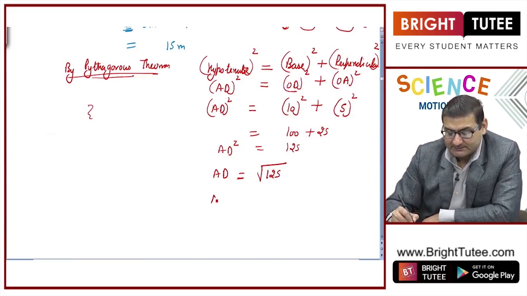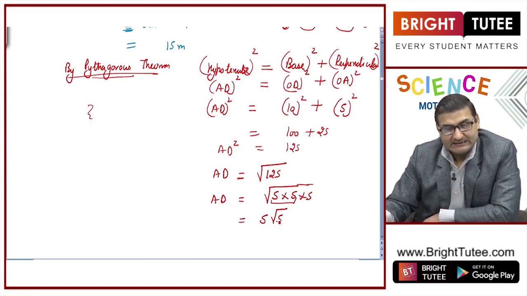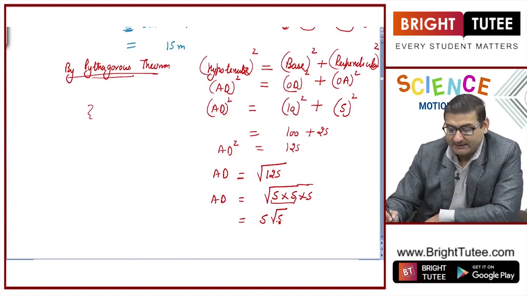We know the concept of square root. This is 125, I can just take it to be 5 into 5 into 5. Now if I am taking a square root, this 5 into 5 can be brought out. So this will be 5 square root 5. And since I am talking about displacement, it will be in meters.